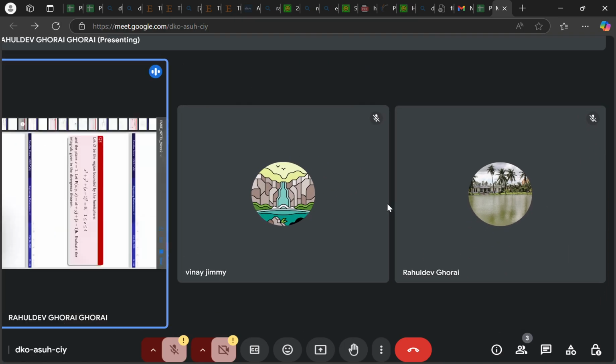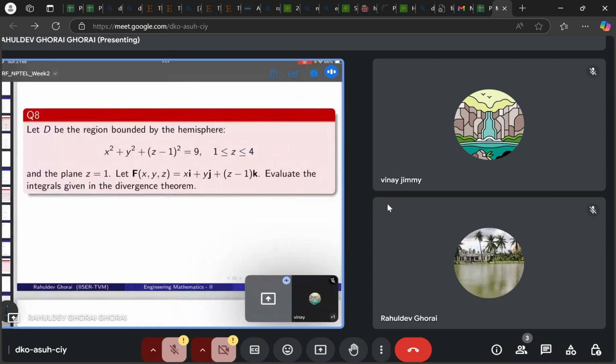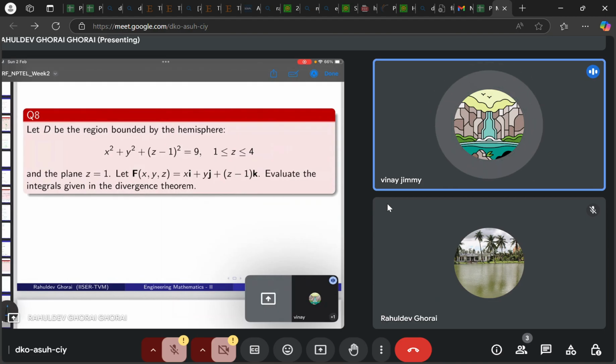Evaluate the integrals means you have to find both integrals.